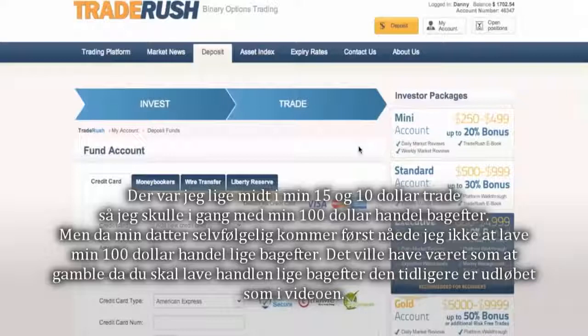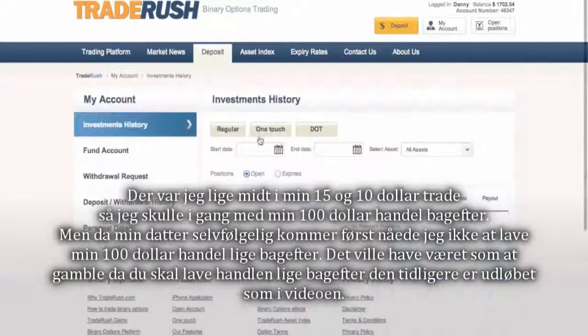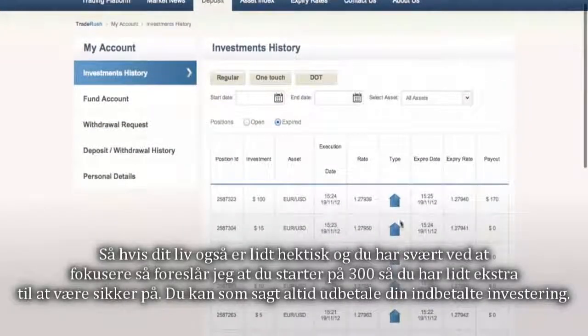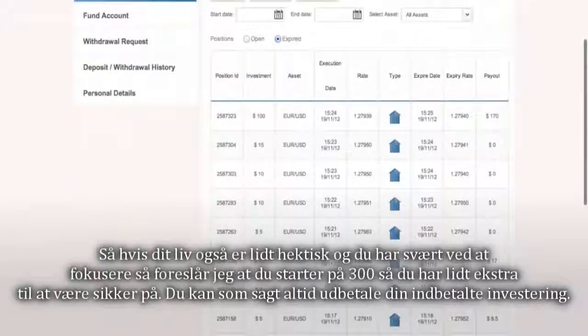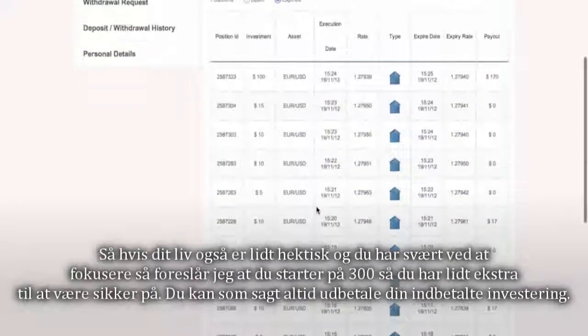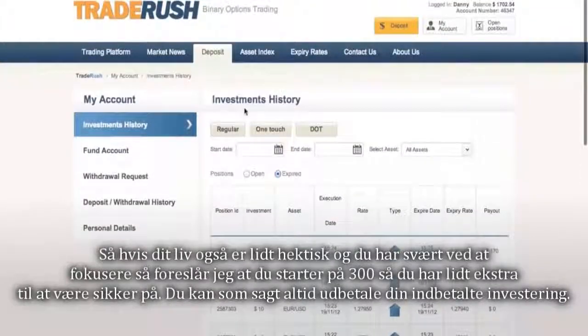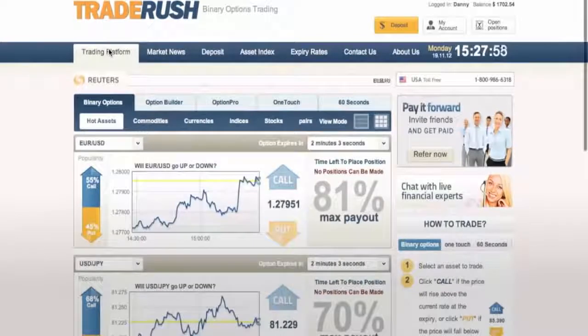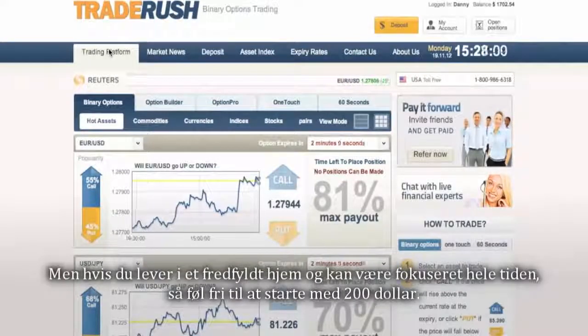And by the time I came back, it was too late to put on that $100 trade, because that would be just like gambling. You have to put on the trades as soon as the previous ones expire, just like the video shows. Now, if your life is also a little hectic and it's harder to focus, I definitely recommend you start with 300. So you have that bit of a cushion for when things like these do happen. And you can always withdraw your initial investment once you have your profits.